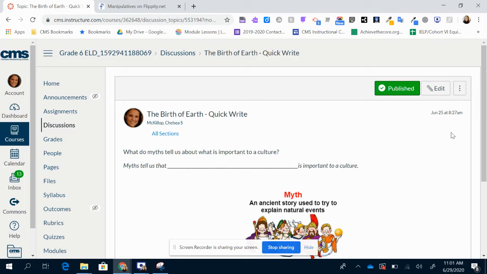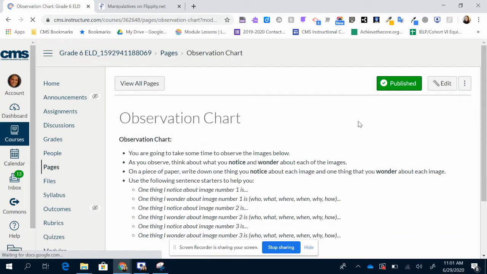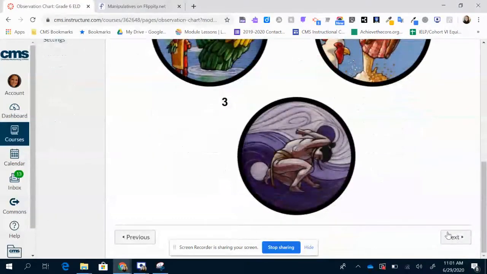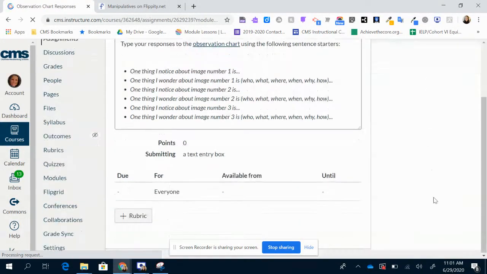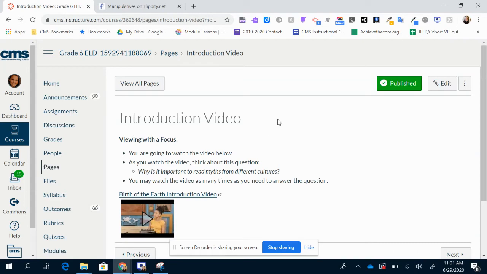We have built this course so that students have multiple opportunities to write, speak, listen, and read. For this particular lesson, students will engage in a quick write, which will get them thinking about the lesson topic. After engaging in a quick write, students will then have the opportunity to look at images related to the topic and write what they notice and wonder about those images. For each lesson, students also have the opportunity to watch and listen to an introduction video. As they watch and listen, they will be asked a focus question to answer at the end of the lesson.